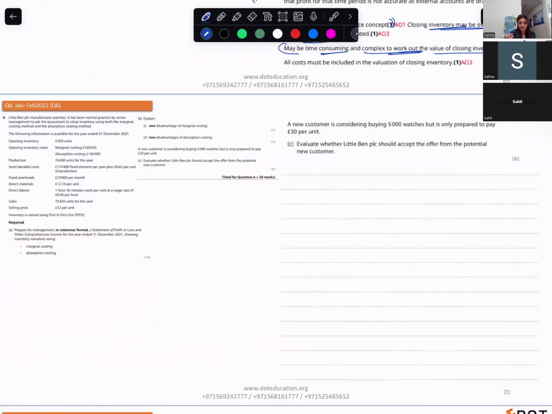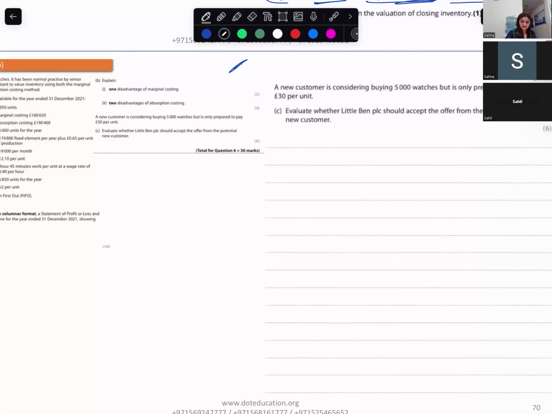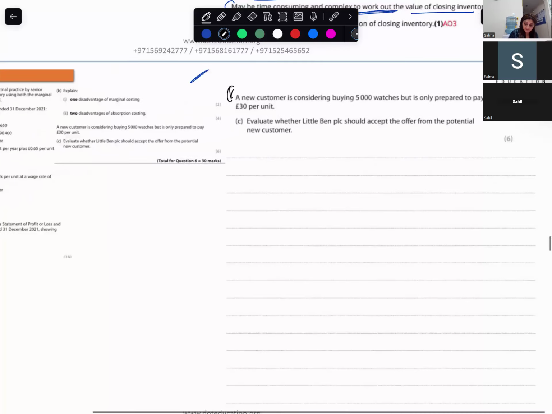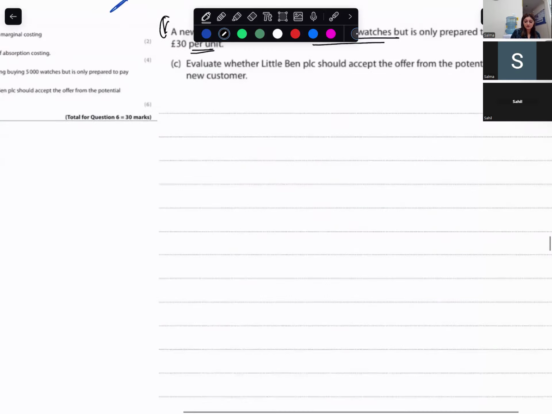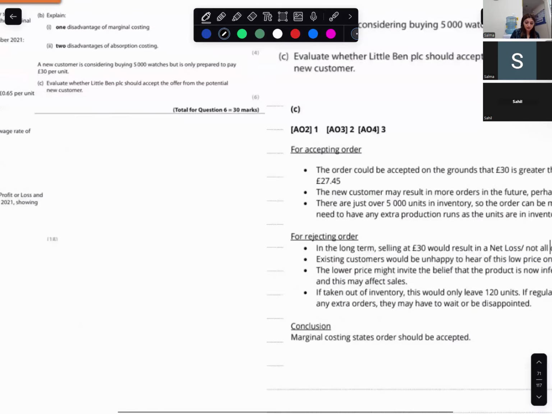You first finish the A and B part properly with your own understanding without help, and then I will take you to evaluation. With this question: a new customer is considering buying 5,000 watches but is only prepared to pay £30 per unit. You have to give a decision whether you should accept the order or not.